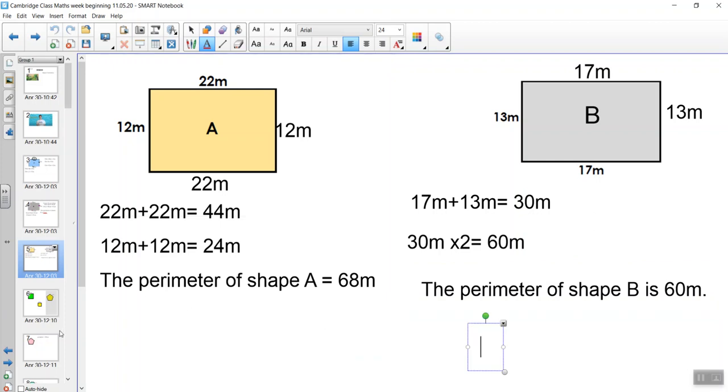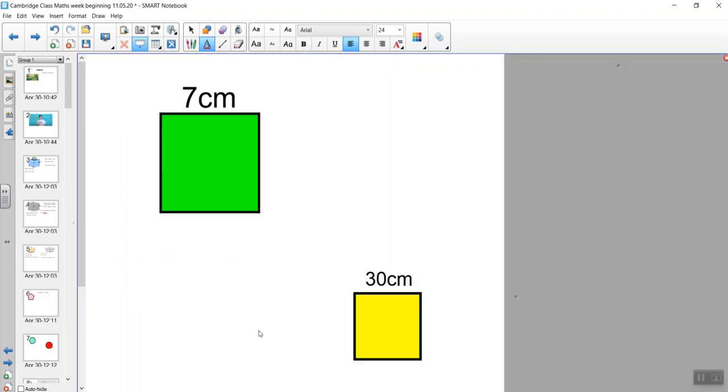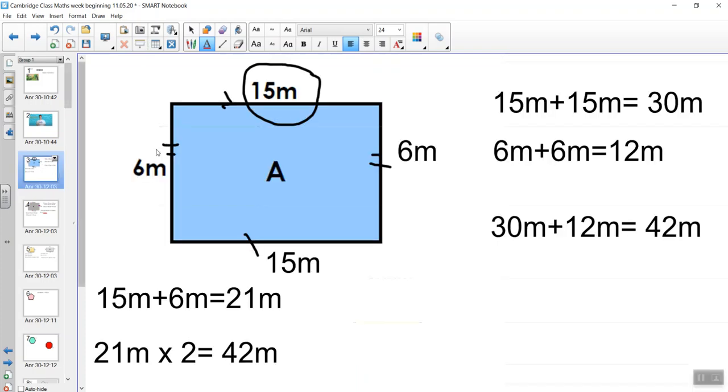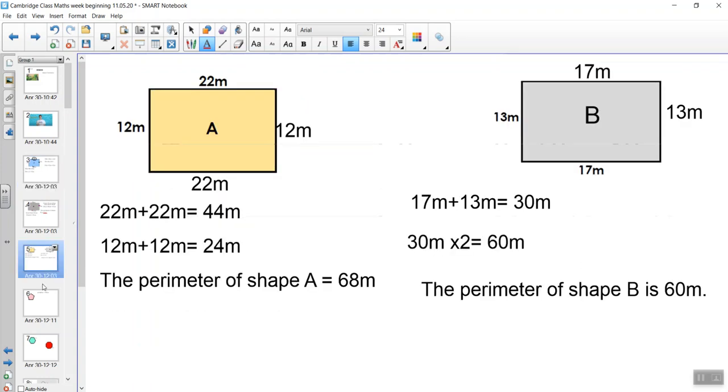Okay, so I hope you got both of those. Now, we're going to have a look at these shapes. You can see that these shapes only have one measurement on them. If you look carefully at them, you'll recognise that both these shapes are squares. And so, just like when we were doing rectangles, we said to ourselves, what do I know about the properties of a rectangle? We now need to do the same when we're looking at the squares. What do I know?